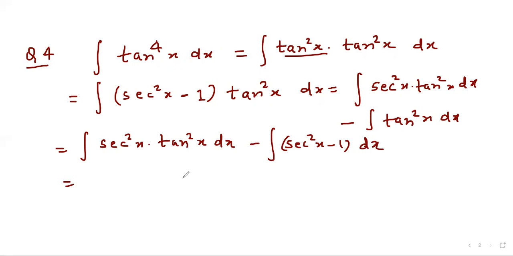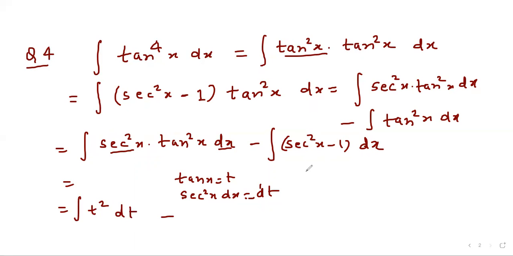So here we have to put tan x equal to t. So that will give sec square x dx equal to dt. So this thing sec square x dx will become dt and tan x is t. So we will get integration t square dt minus sec square x dx will give tan x and integration of 1 dx will give x. So from here we will get tan x and here there is minus sign and this minus sign will make it plus. So plus x plus c.